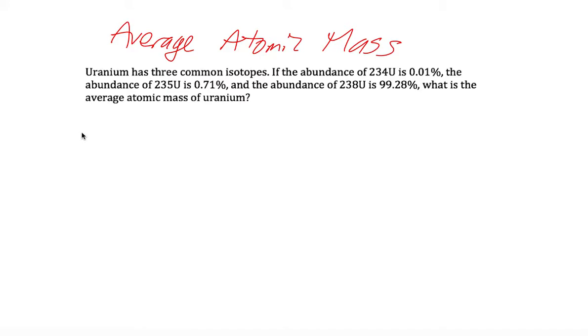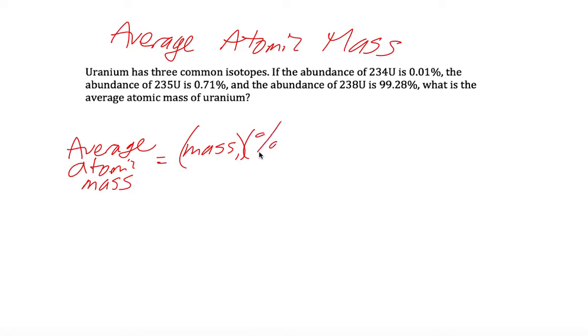If you think back, we've talked a little bit about how average atomic mass is a weighted average. So average atomic mass equals our mass times our percent. Mass 1 times percent 1, plus mass 2 times percent 2, and so on and so forth until you're done. In this case, we have three isotopes, so we're going to do 3 of these.